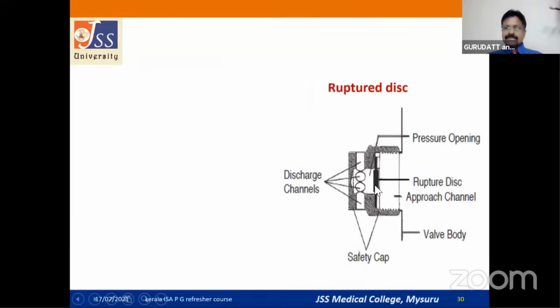The ruptured disc mainly consists of copper as a disc there. The thickness of the copper is made in such a way that it breaks open at a particular pressure that is developed by the gas inside when it gets heated up. Once it breaks open, the gases are vented out. Again, this is a non-closable type of pressure relief device.